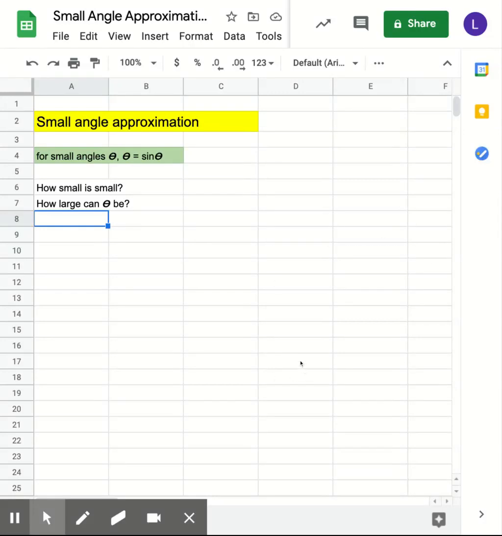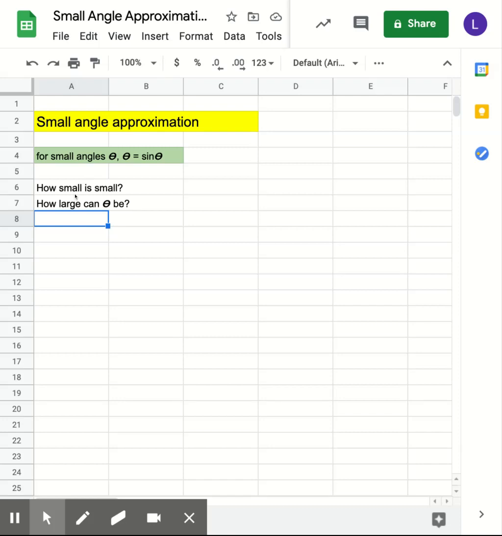Hello, in this installment, we're going to talk about the small angle approximation. Simply stated, the small angle approximation is that for small angles theta, theta equals sine theta. So clearly that can't be true, that theta equals sine theta. But this small angle approximation is saying it's approximately true if the angle is small.